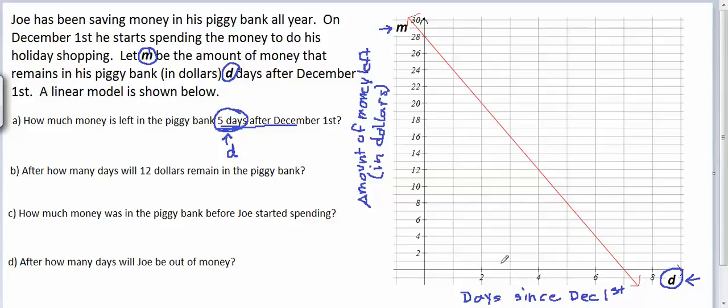So I go to that axis for days, and I go to the value 5, right there between 4 and 6. And then I'm going to go up till I hit my line, my linear model, and then I'm going to look over and see what the corresponding M value is. And when I get over there, I see that the corresponding M value is an 8, and then I want to attach units to that. The units of this are dollars, so it tells us there's $8 left. Fill that in, $8 left.